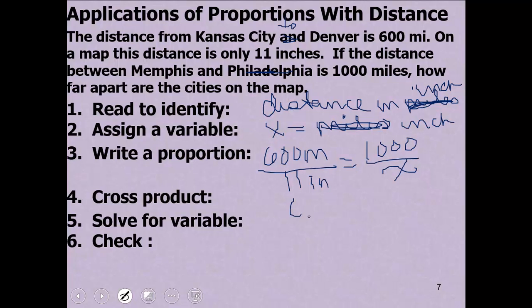So I have 600x is equal to 11,000. And then I'm going to divide by 600. And I have 18.3 inches.